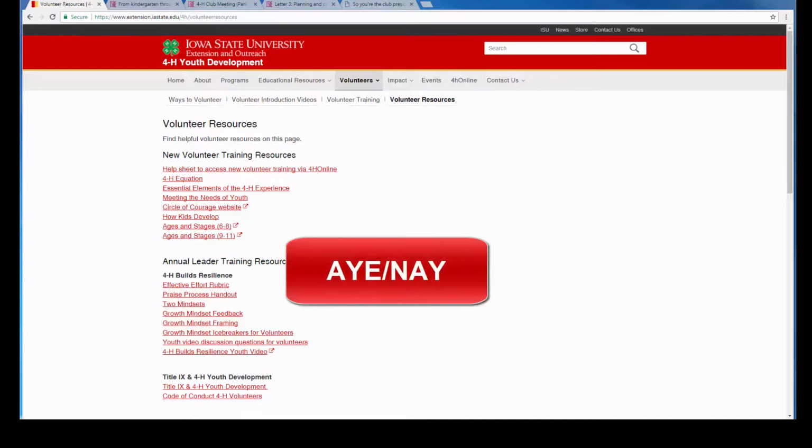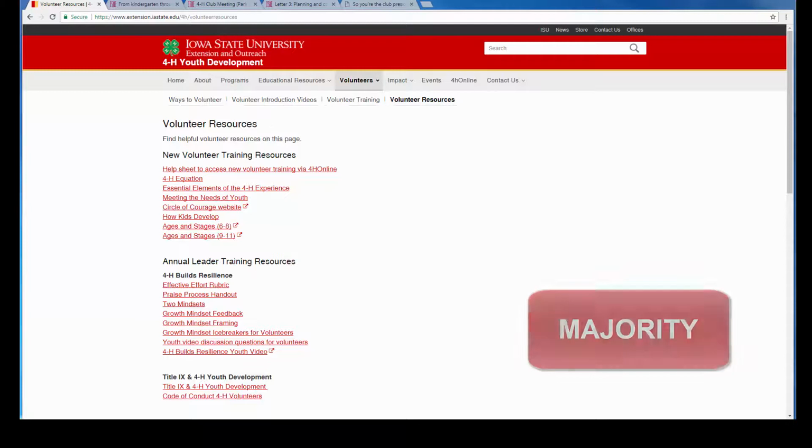Aye or nay. When a vote is called, the members who agree with the motion will say aye. Those who disagree with the motion will say nay. Yes or no may also be used. Majority. One more than half of the voting members. This is the minimum number of votes needed to pass most motions.